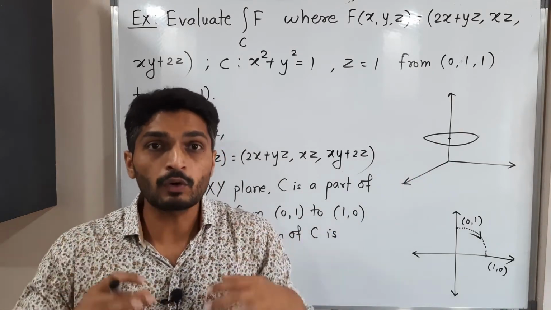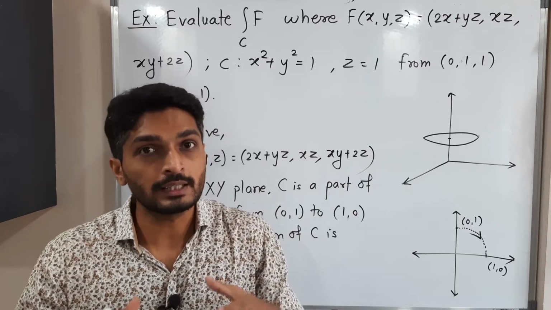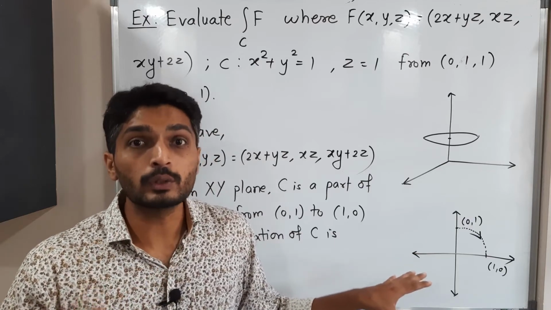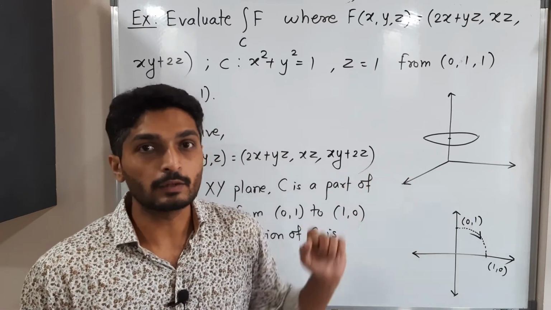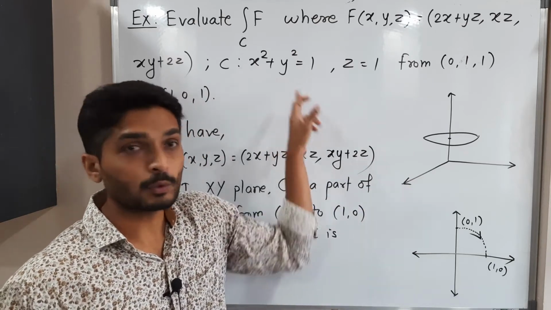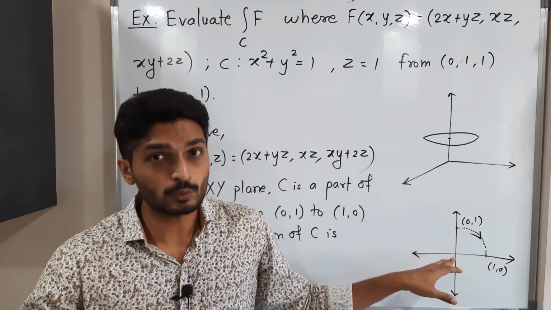So to easily understand, what will I do? I will take its projection in the xy plane. So let us try to understand how the circle will look in the xy plane. Then we will easily guess what will happen in 3D. Okay. So x square plus y square is equal to 1. So this is the circle having center at the origin and radius 1 in the xy plane.